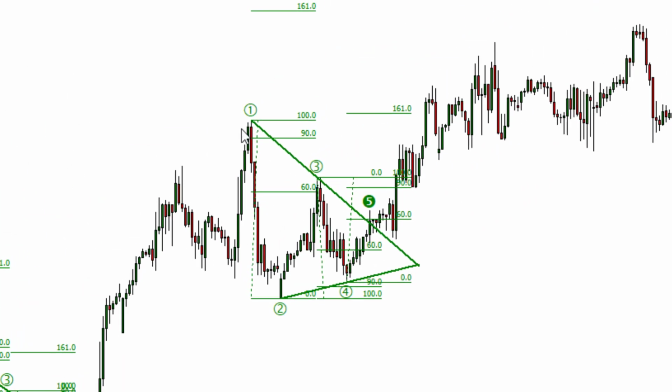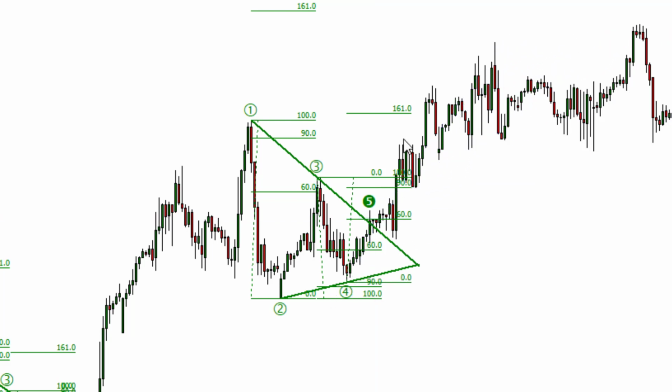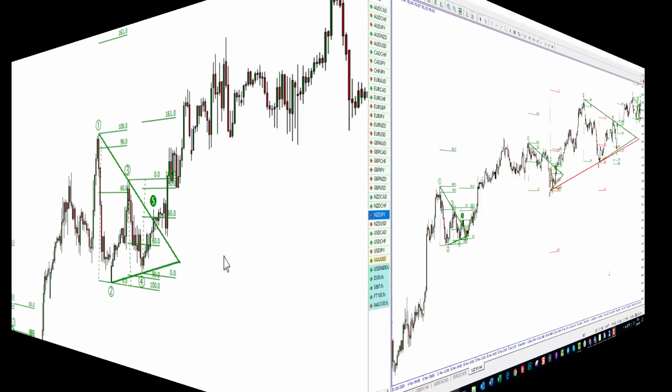We pushed up and then got to another symmetrical triangle formed with a contraction, and then that one broke out. The alert was actually on the break of the symmetrical triangle in this case on number 5, so you would have taken that immediately, stopped below number 4, which was 40 odd pips, and then we had a good 100 pip, 120 odd pip move to the upside on that one.